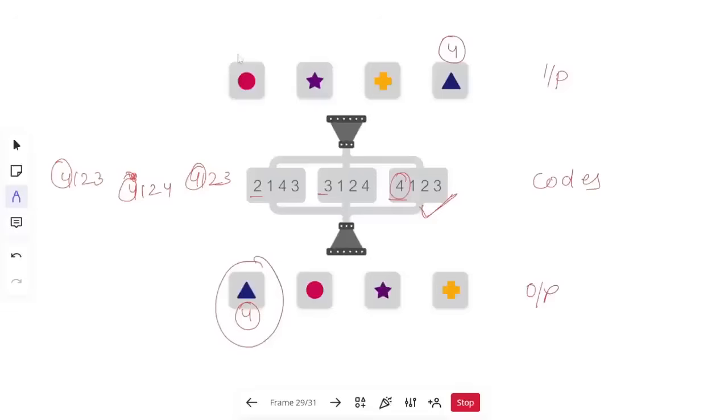Now let's verify our answer. I will give the markings to the remaining also, and we will see where they are going. So star is 2, circle is 1, and then plus is 3. So our final code is 4, 1, 2, 3, as we have already found out with the short trick. Moving on to the next question.